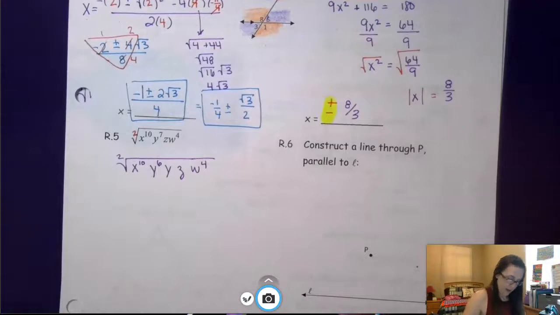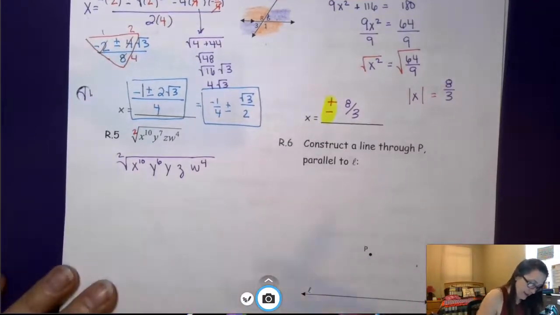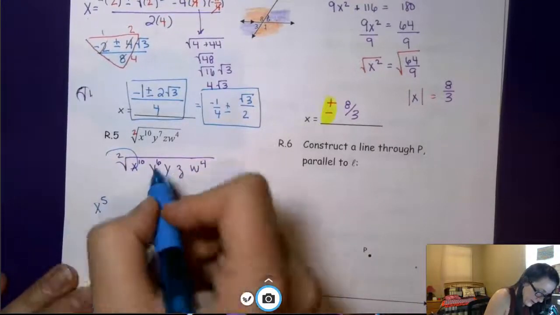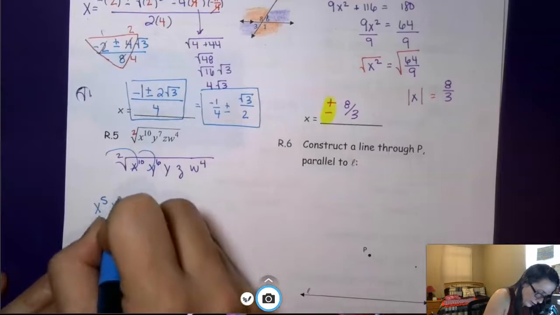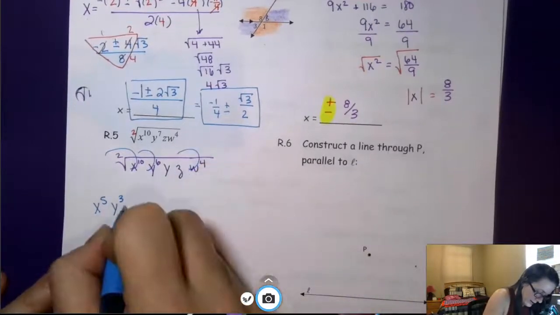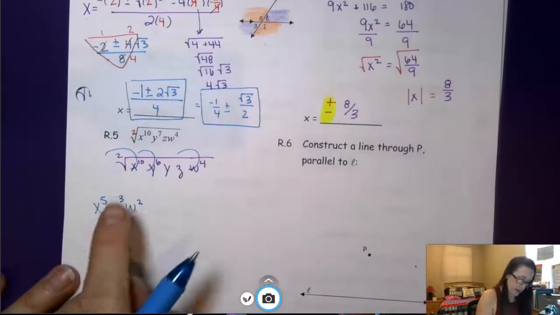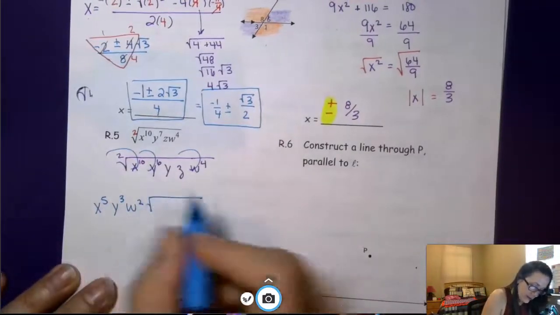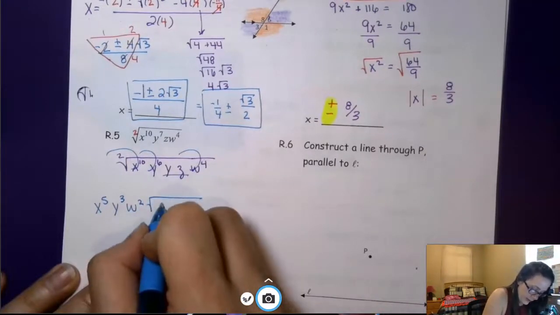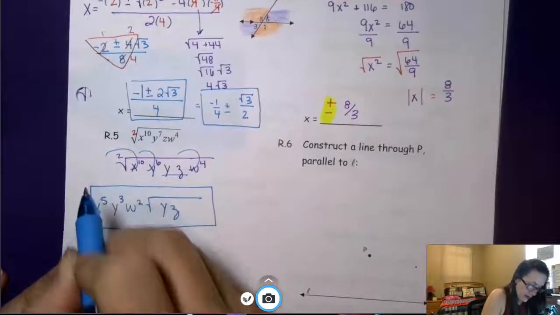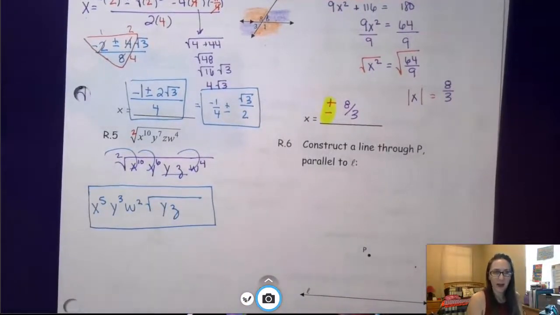So I end up doing this. Anything that is divisible by 2, I divide by 2 and I take to the outside. X to the 5th, y cubed, w squared. So I took the square root of each of those, divided by 2, and then whatever's left under, I keep underneath the radical. So that's how I do those problems every time. Again, there's different methods, so whichever method works best for you is completely fine.